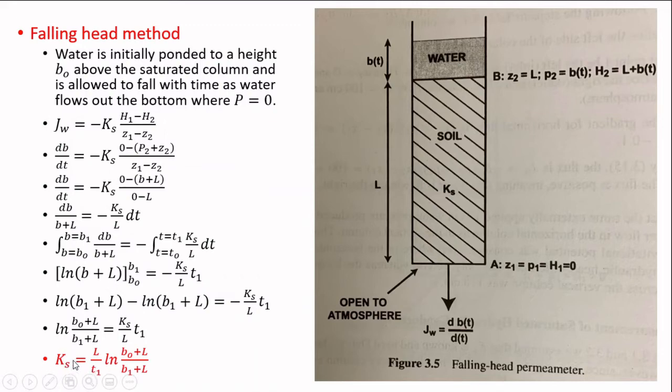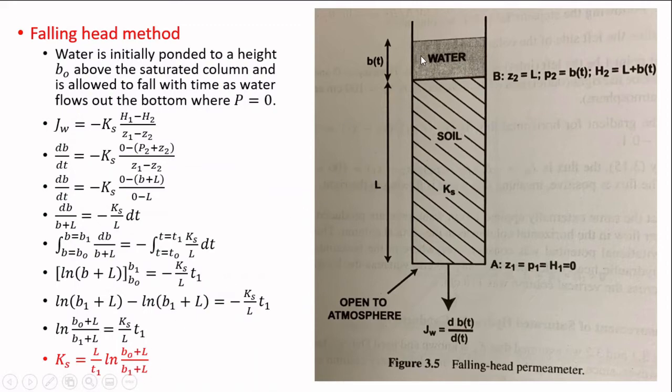The saturated hydraulic conductivity equals the length of the soil column divided by the time. Let's say we let the water flow through. For how long do we let the water flow through? We must know the time, and we must know the initial height. The initial height is B0, and the final height of the water is B1.